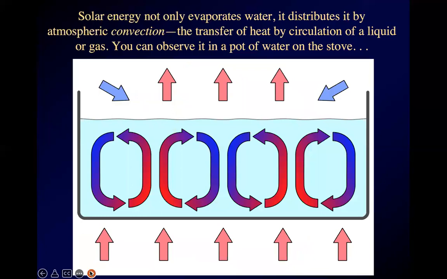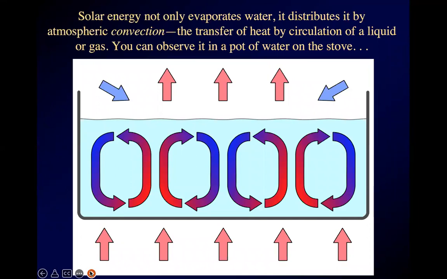One thing I'm going to add to this, because it's important in the distribution of biomes, and I'll talk about what I mean by biomes in just a bit. Solar energy causes water to evaporate, but it also moves it around. It distributes water vapor, and it does it by a process called convection.